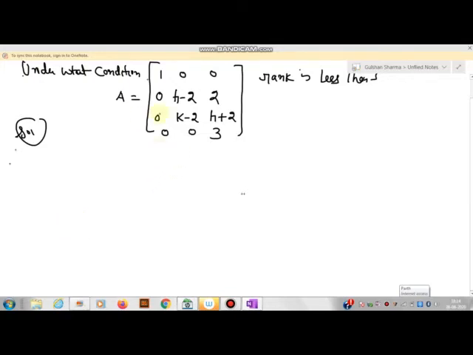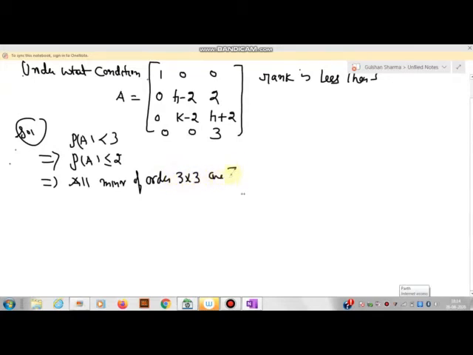In this question it is given that the rank of A is less than 3. So this implies the rank of A is less than or equal to 2. So we can imply from here that all minors of order greater than 2, which means 3 by 3, are 0. Because its rank is less than 3, it means all the minors of order 3 are 0.